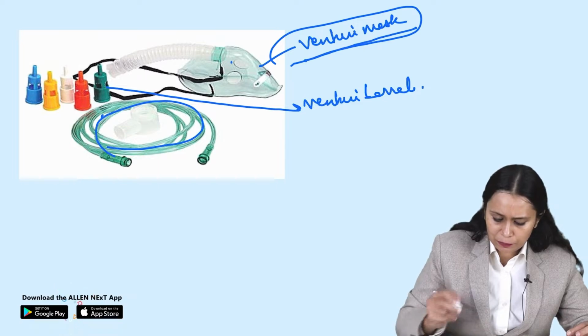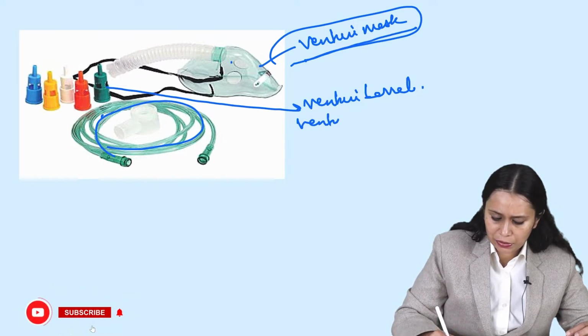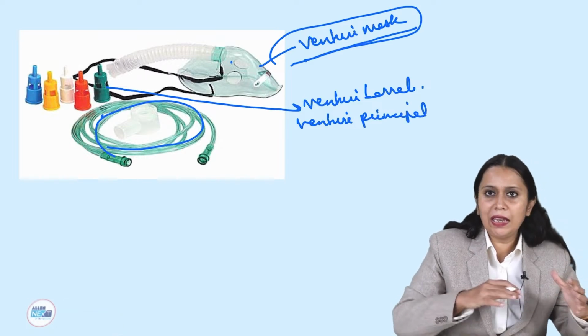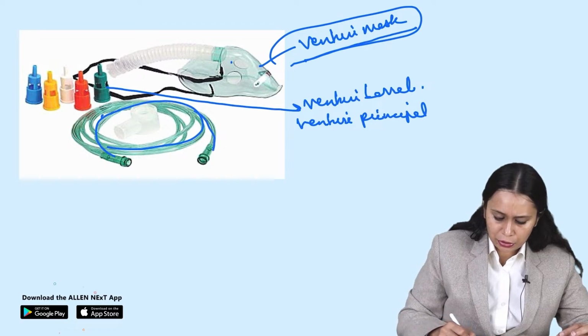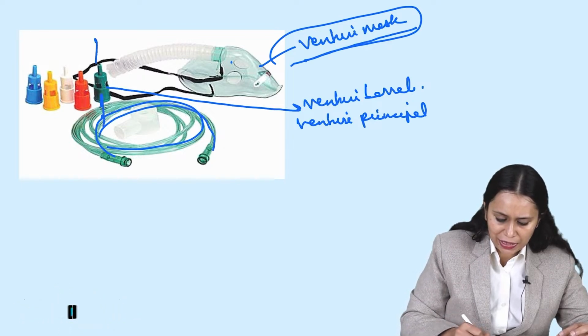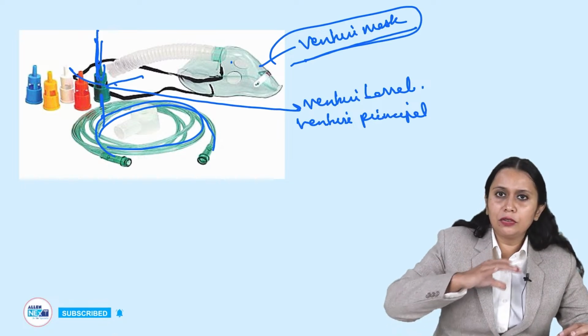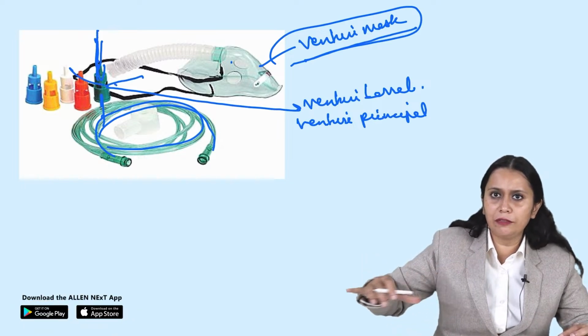Okay, this is based on the Venturi principle, right? By the Venturi principle, room air is entrained when we give a high flow of oxygen through this tubing, through this barrel. If I attach the tubing to the barrel and give a high flow of oxygen, room air is entrained. So it becomes a high flow device.